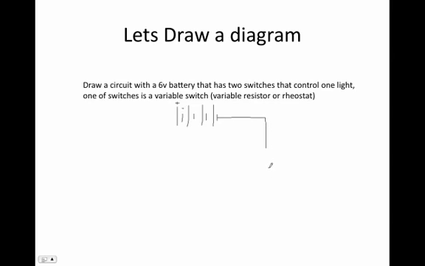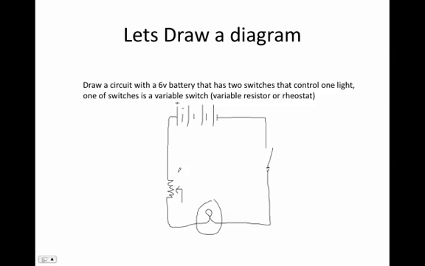Let's do our first switch here, and we'll put it up a little bit so it's open. And we need a light or a bulb. Let's put it here and a little loop there. And let's add a second switch, but this time it's a variable switch, a rheostat. So it looks like this, like that. And let me draw my circle around my bulb. And that's what this circuit diagram would look like.